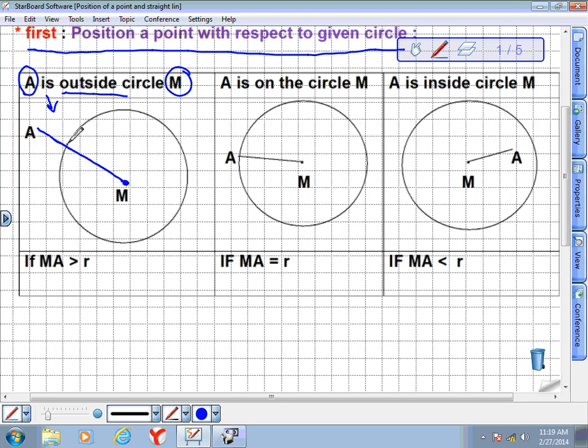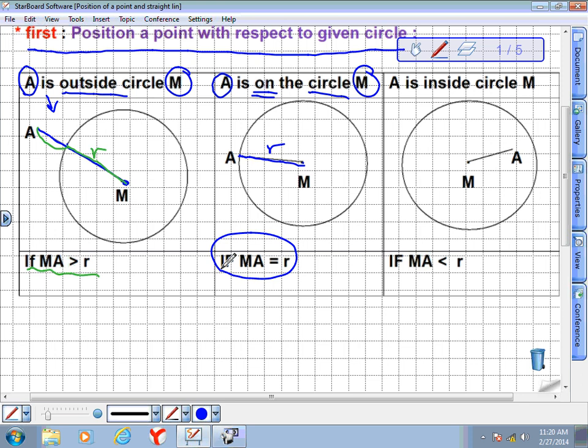We know that the radius length starts from M and moving till it will reach here. This distance is called radius, but the distance MA is longer than the radius because it has a more length here, so MA will be greater than the radius length. Secondly, if we have the point A on the circle M, so we will find that the distance between the point A and point M will be equal to the radius length.